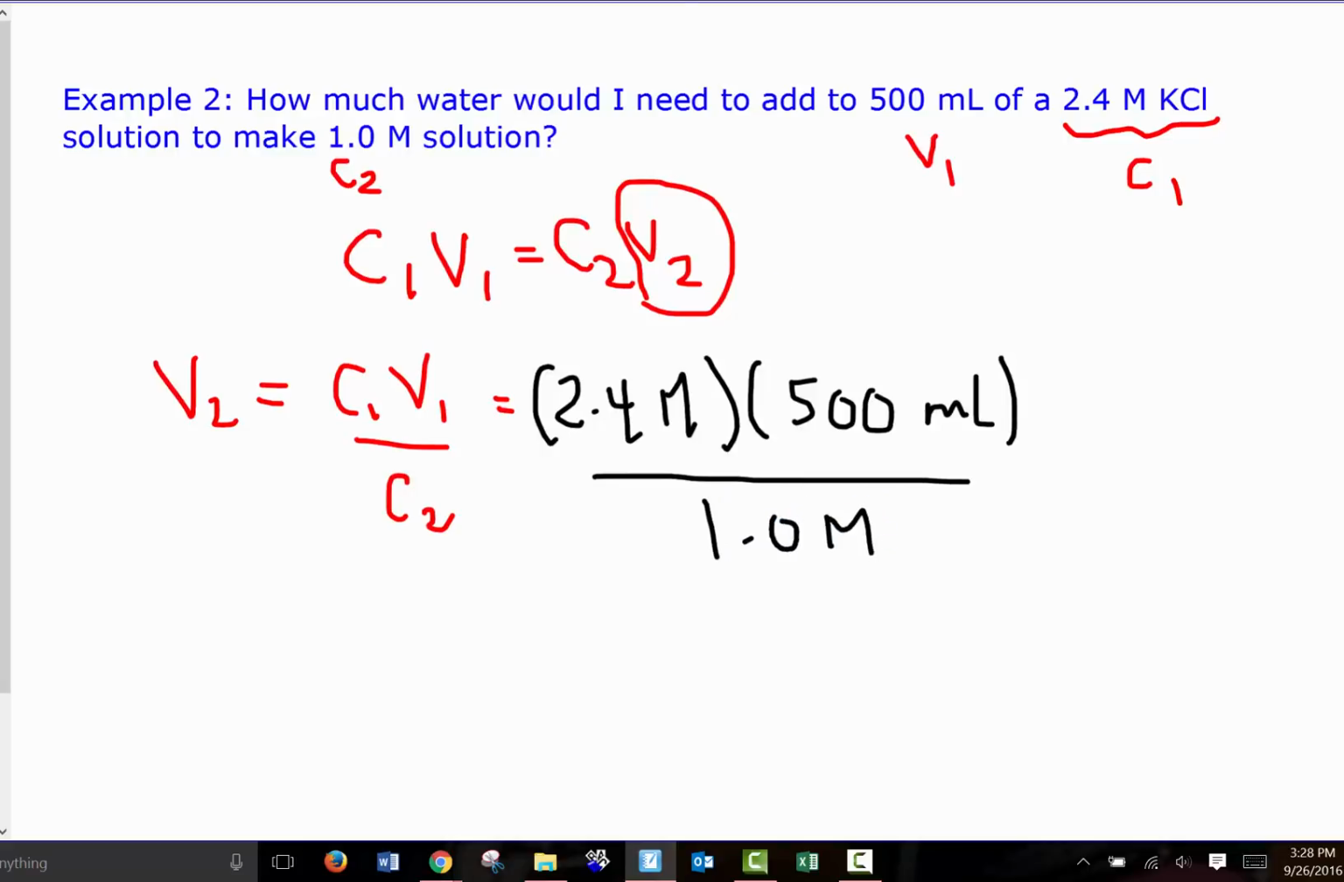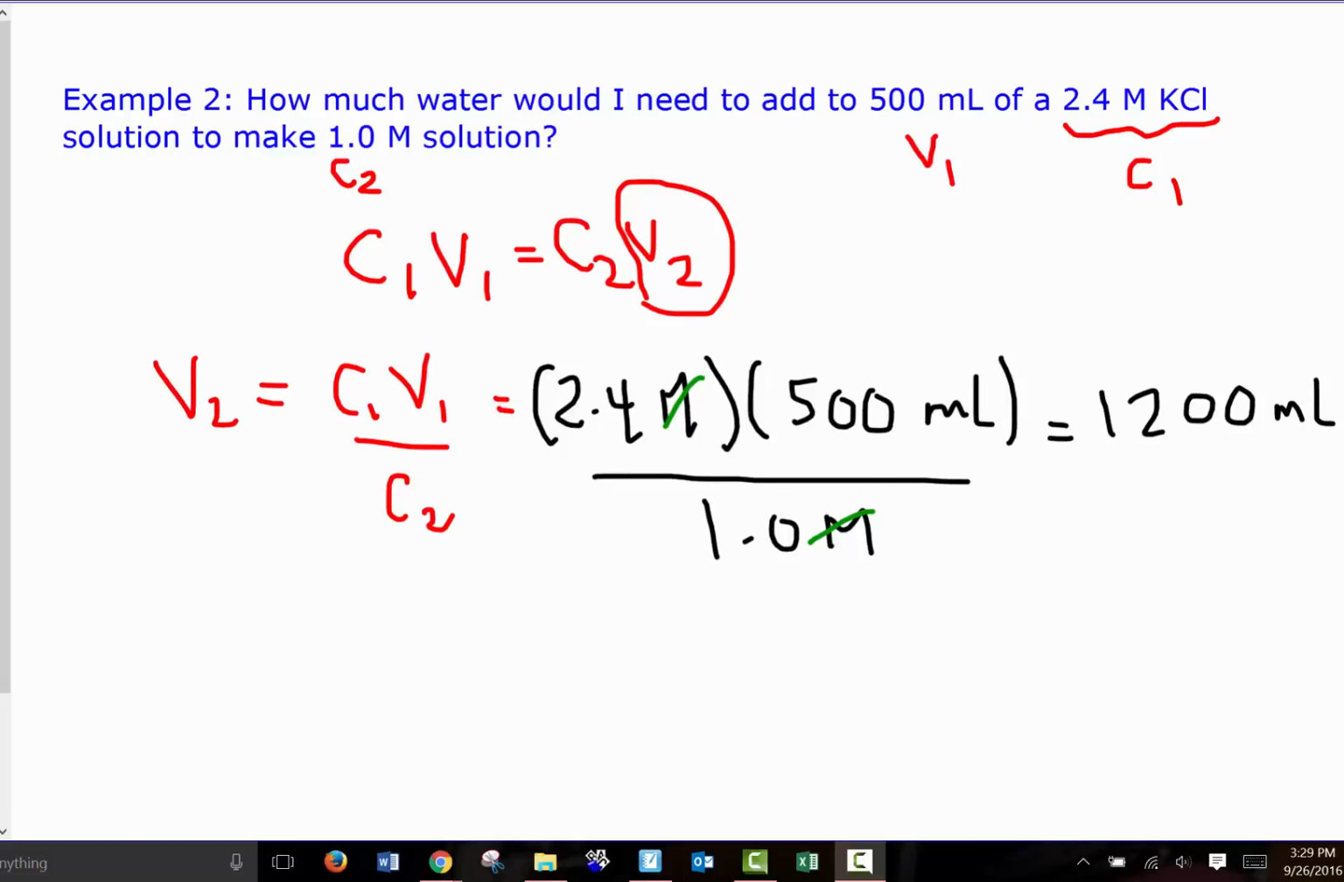Let's go ahead and cancel those units out. My moles per liter units are going to cancel, my units of concentration. My units of volume do not cancel, they're still there in my answer. And I can do the math. 2.4 times 500 divided by 1 is going to come out to 1,200, or 1,200 milliliters. Okay, and I'm not quite done yet. I still need to figure out how much water I added to get to 1,200 milliliters if I started at 500.